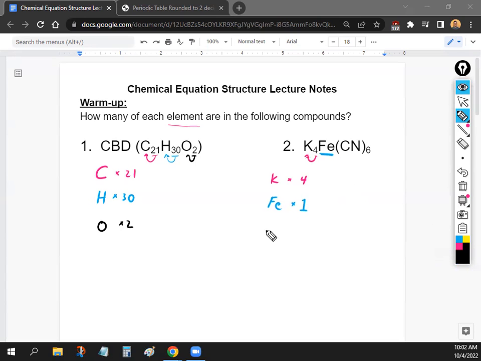All right, now we got a C and an N inside of these parentheses. So those are the elements, carbon and nitrogen. Now there's a 6 on the outside of the parentheses. So we just need to multiply everything on the inside by the number on the outside. So there are 6 carbons and 6 nitrogens.